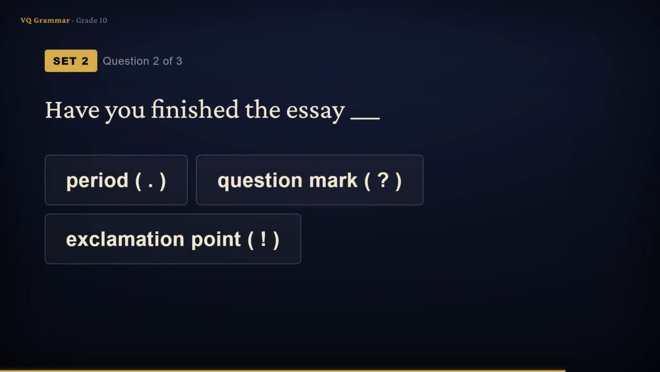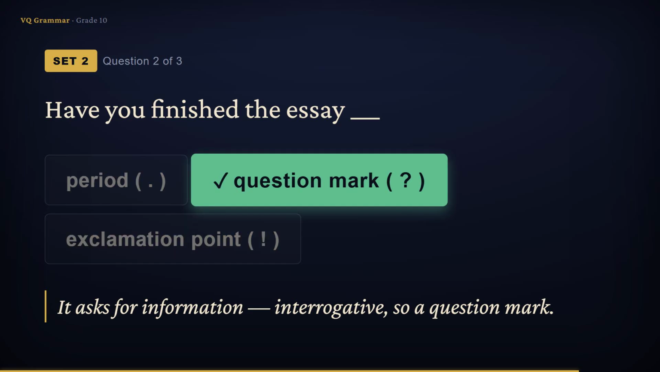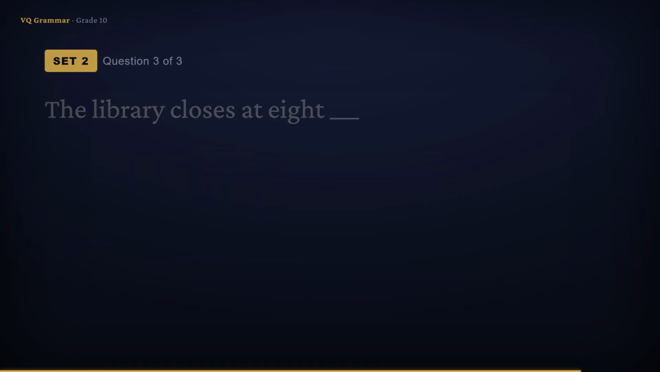Have you finished the essay? The sentence is asking you for information and waiting on your reply, so its purpose is to question. That makes it interrogative, and an interrogative takes a question mark.